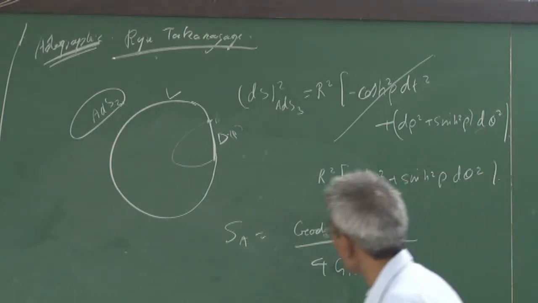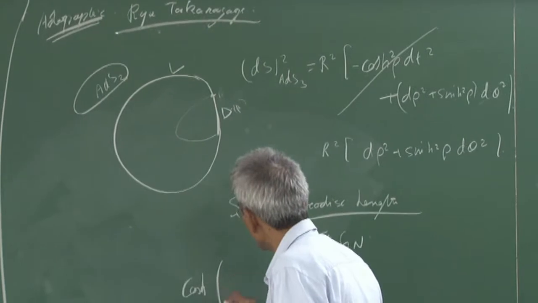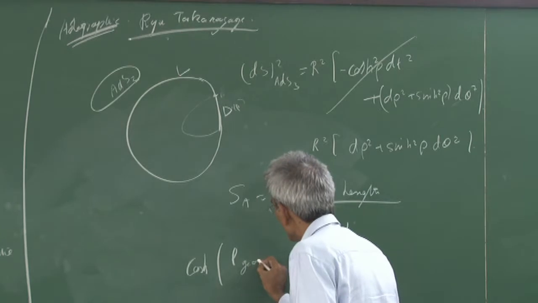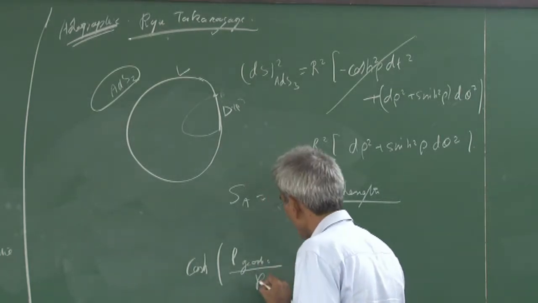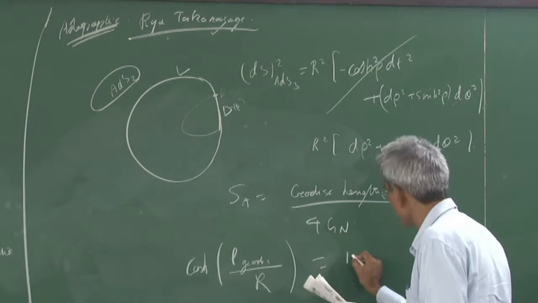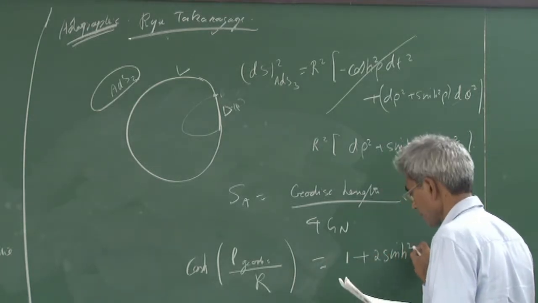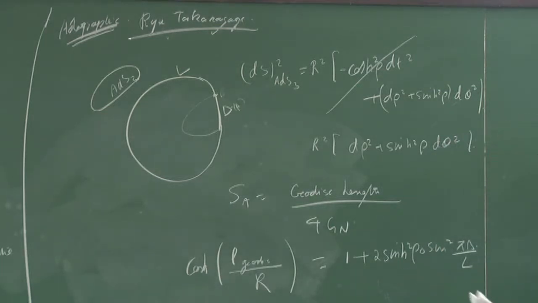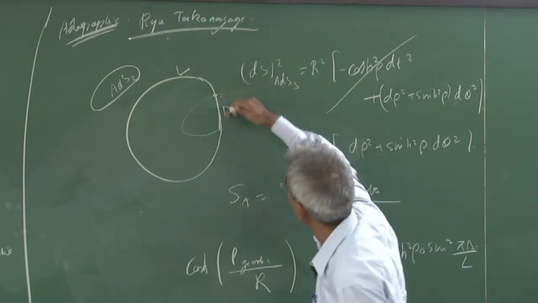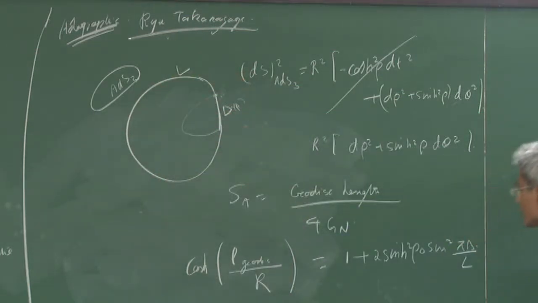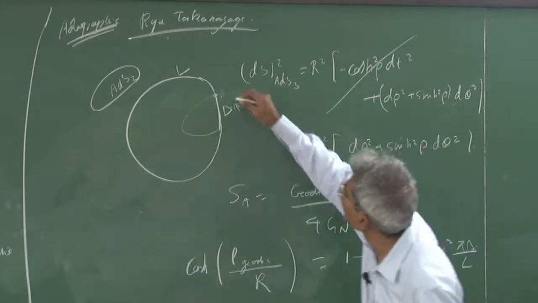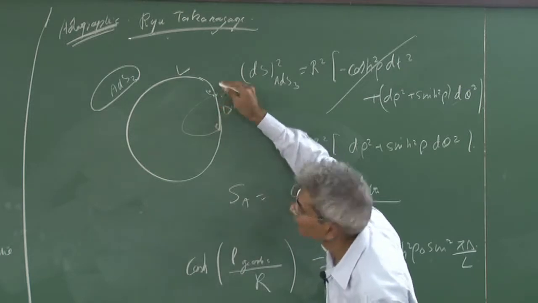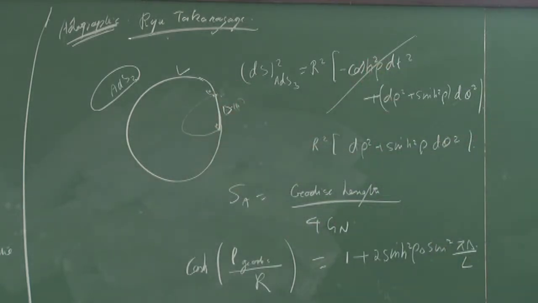So let me give you the formula for the geodesic length, so that if people remember the geodesic length for a sphere, this is quite easy to see. The geodesic length divided by R is equal to 1 plus 2 sinh squared rho naught sin squared pi delta by L. So this is the formula, and delta is of course the region, and L is the full circumference, and rho naught is the radial point at which this geodesic starts and ends. So that's the radial direction.